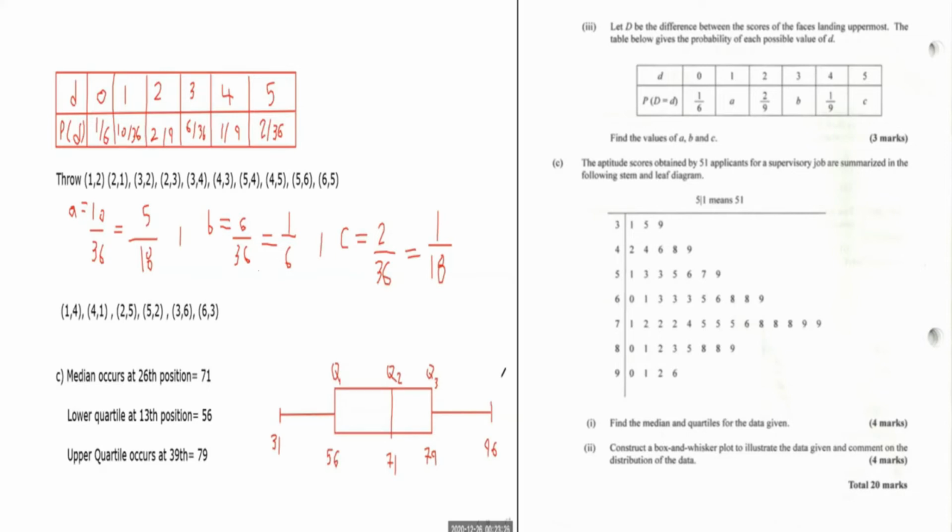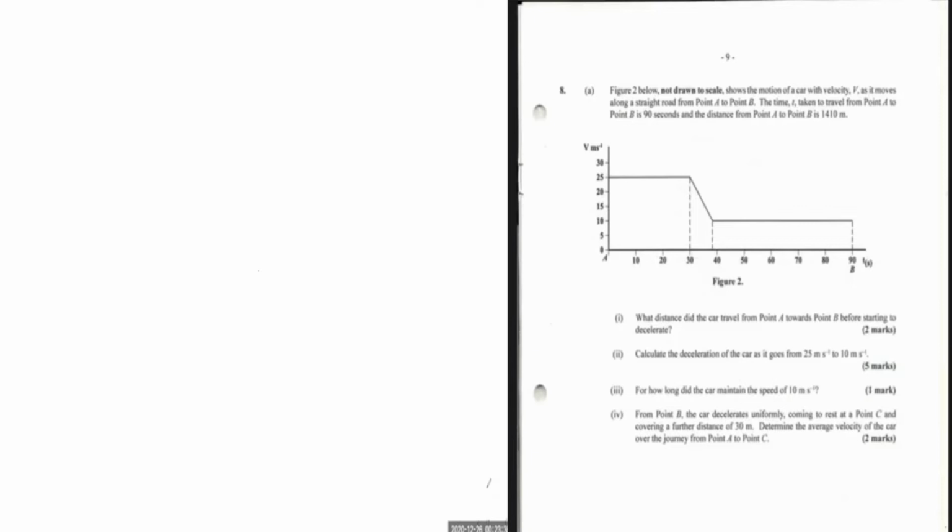Now we finally make it to the final question, question number 8. Question number 8 says, figure 2 below, not drawn to scale, shows the motion of a car with velocity v as it moves along a straight road from point A to point B. The time taken t to travel from point A to point B is 90 seconds, and the distance from point A to point B is 1,410 meters.